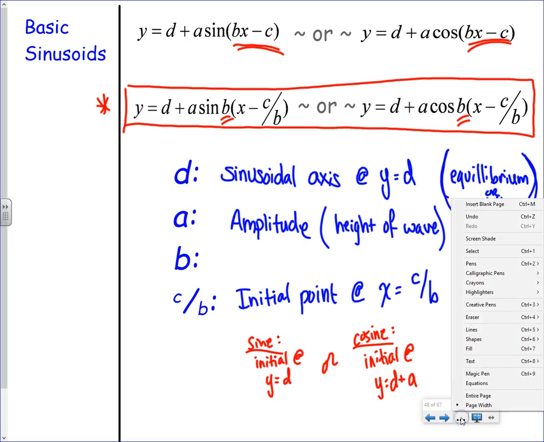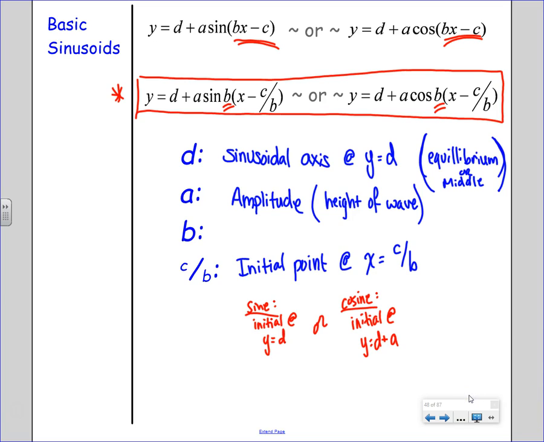So quick picture for our sines and cosines. Sine, remember, starts in the middle and then it goes up, back to the middle, goes down, back to the middle. Cosine, remember, starts at the highest, comes down through equilibrium, down to the lowest point of the wave, and then comes back up. So sine's initial point is right there, cosine's initial point is right there. Sine starts in the middle, cosine starts at the top.